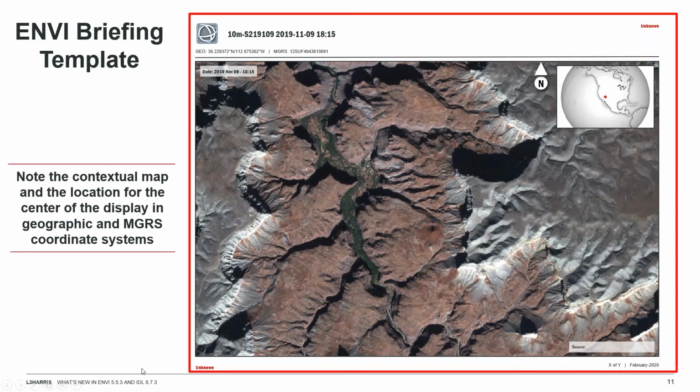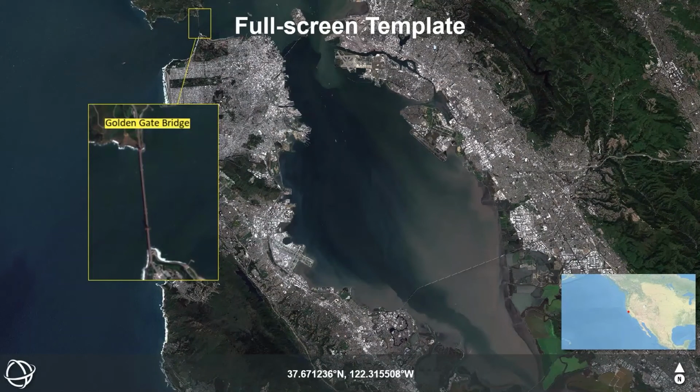Taking a look at another example template. So this is the full screen template. And these 4 templates I'm showing come out of the box with ENVI. So they're nice, good starting points if you want to customize things. So this full screen template here is in the Bay Area in San Francisco.